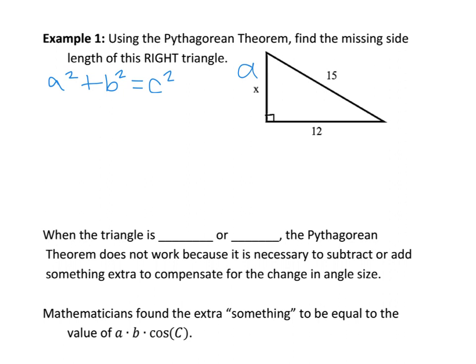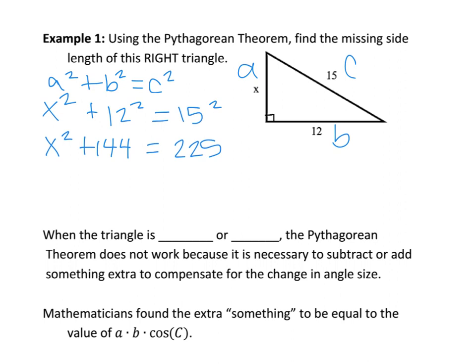All right, so a and b are the sides, c is the hypotenuse. So we plug it in. x squared plus 12 squared equals 15 squared. So x squared plus 144 equals 225. Subtract 144 on both sides. x squared equals 81. Square root both sides. x equals 9.